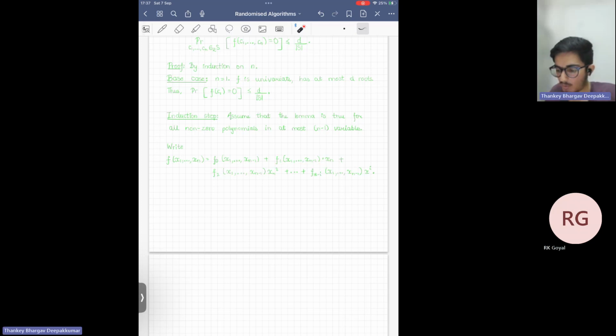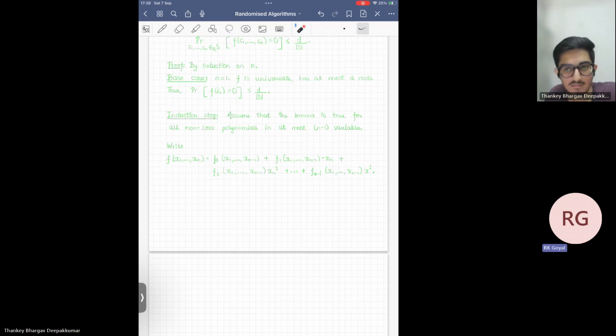Similarly, I would look at all the monomials in f of x1 to xn which contain xn. So the degree of xn in that monomial is 1. It looks something like x1 squared, x3 cube, and so on up to xn. So xn appears with degree 1. I look at all of those monomials and take xn common from them. Whatever remains, that sum is f1 of x1 to xn minus 1.